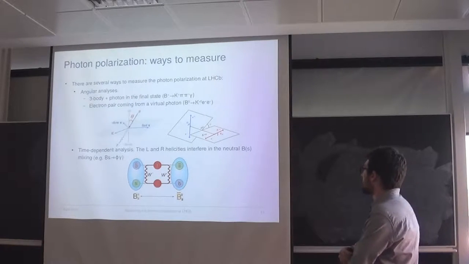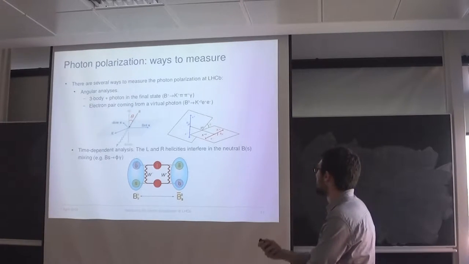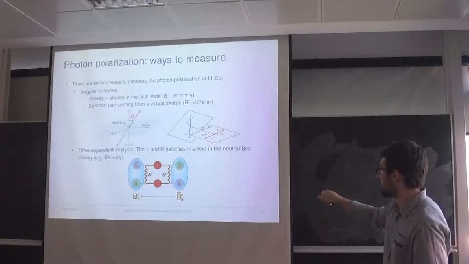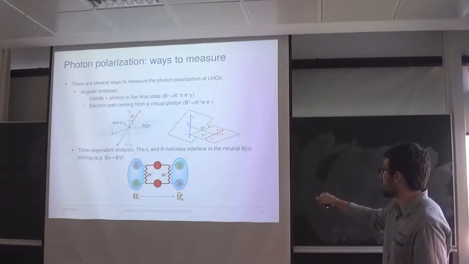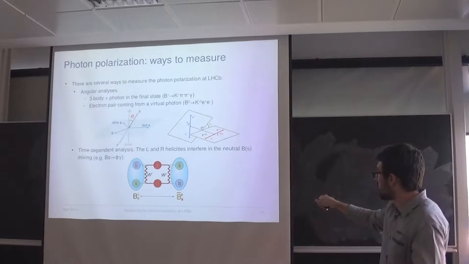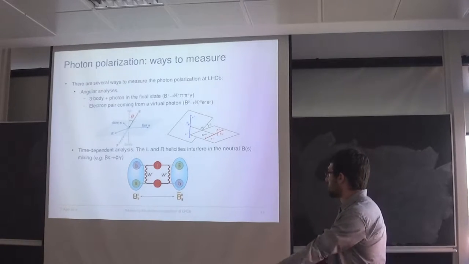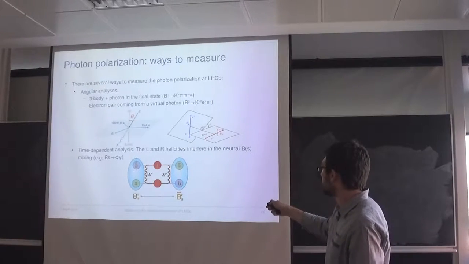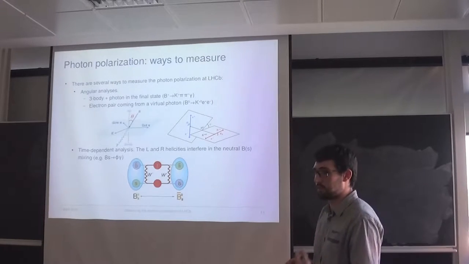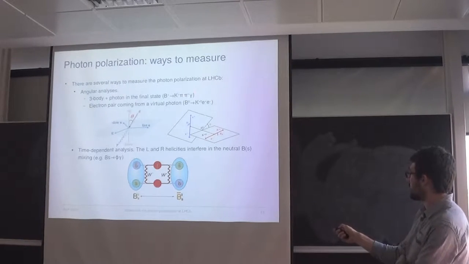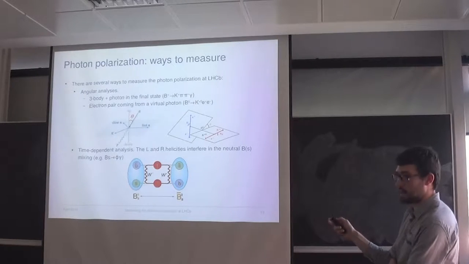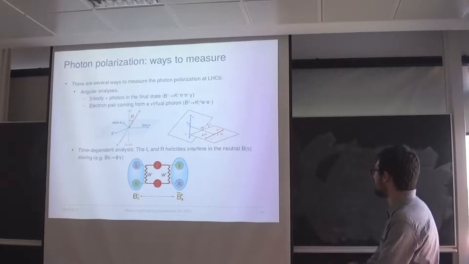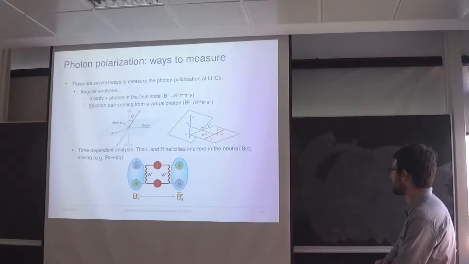Okay, and the ways to measure the photon polarization at LHCb, there are two ways: angular analysis and time-dependent analysis. For angular analysis, these are two of the examples, or two of the published papers. One is the three-body K pi pi plus a photon in the final state, and the other is an electron pair coming from a virtual photon, where you have the same diagram but with two electrons in the final state.